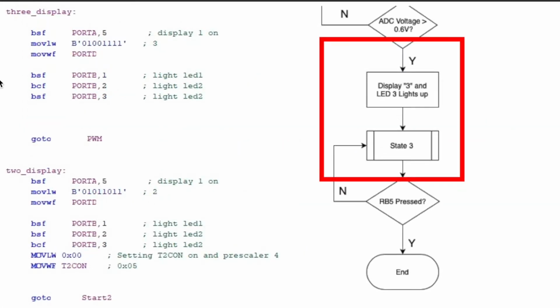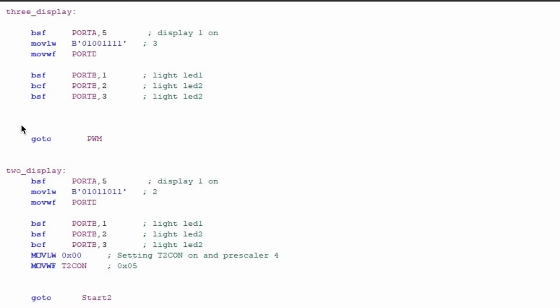So for 3 display, firstly I just set port A display 4, and then display 3 at that one, and then load it into port D. So to define at which state it is, I just light up LED 1 and LED 3. Here I clear it and turn it off to indicate that it's turned off. And then I go to PWM. This one is to turn on the fan.